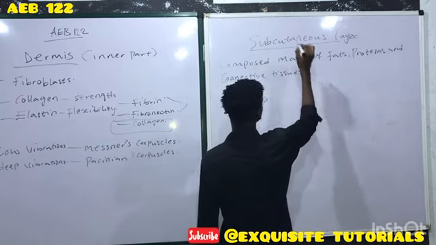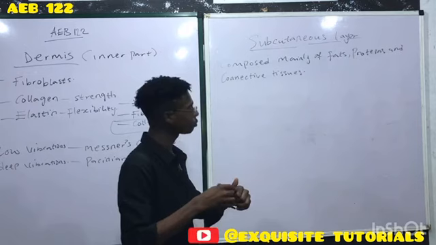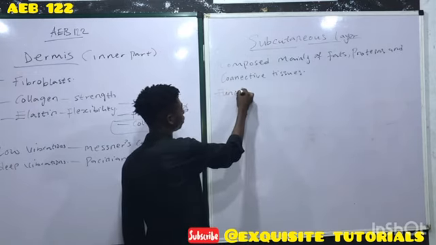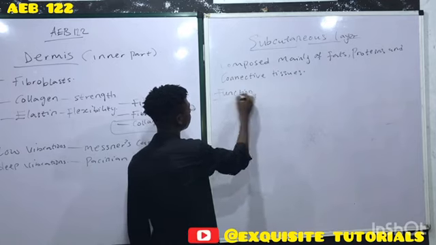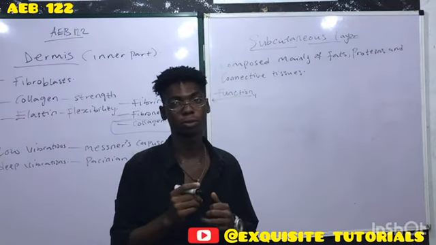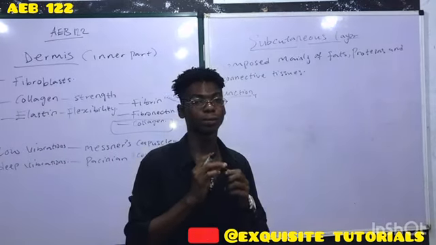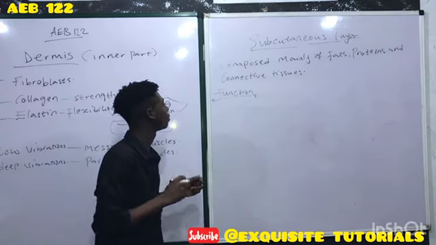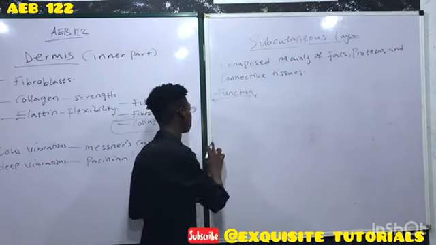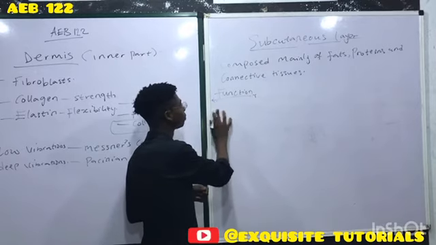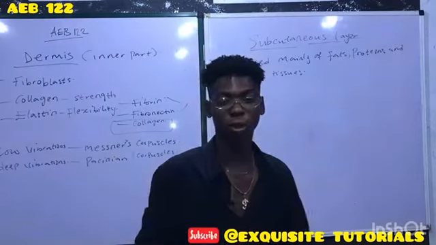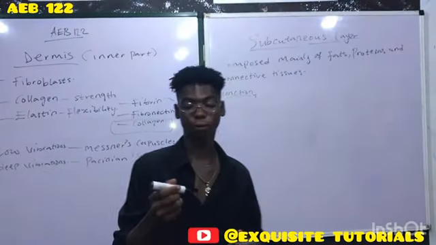Aside from that, the subcutaneous layer has a function. This function is very important to our learning today. Please do not forget this. This is very, very important. The function of the subcutaneous layer is that it acts as an insulator to prevent the body from shock.